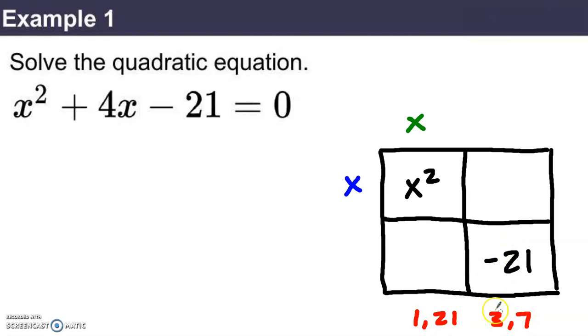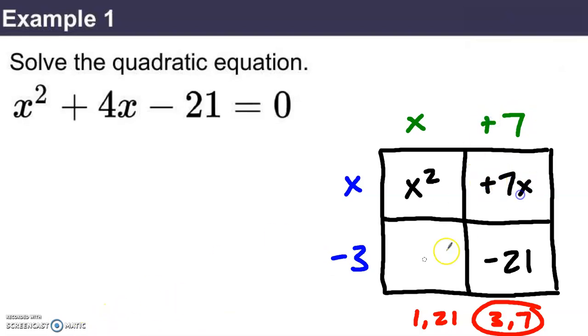Can I figure out which of these sets of numbers has a difference of 4? Yeah, it's this one. So I need 3 and 7. Can I also figure out which of those two numbers needs to have the negative sign with it to get positive 4? It needs to go here, doesn't it? The negative 3 and the positive 7 to give me positive 7x and negative 3x.